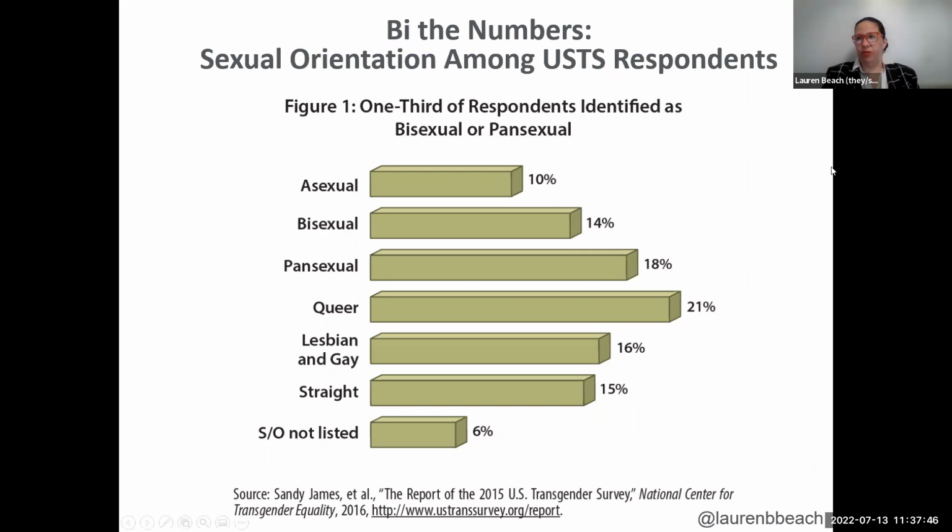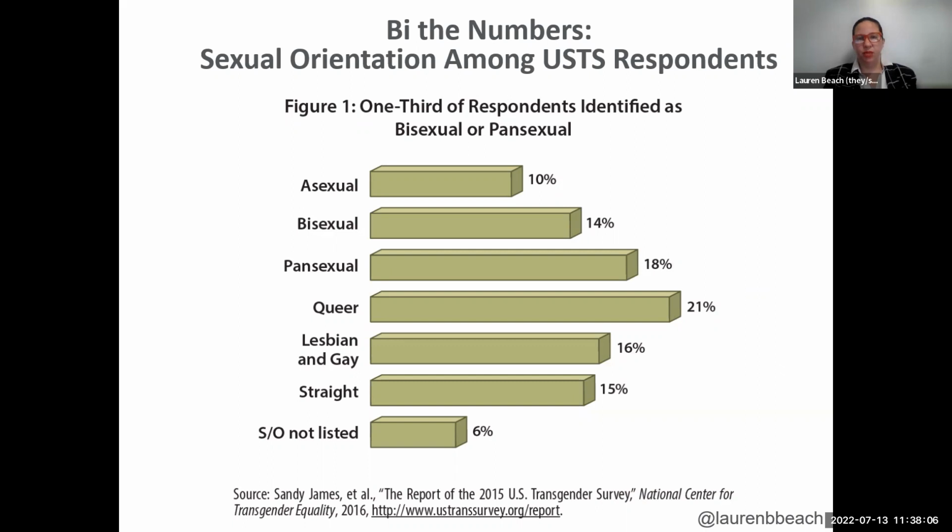What you see is that 14% of the sample said they identify as bisexual, 18% said they identify as pansexual, and 21% said they identify as queer. If you add that all together, that's higher than 50%. So again, that number seems to be consistent. Of course, not everyone who identifies as queer may experience multigender attraction.